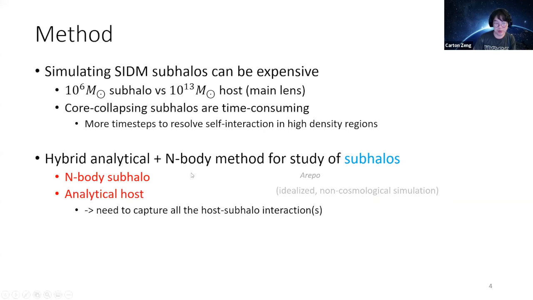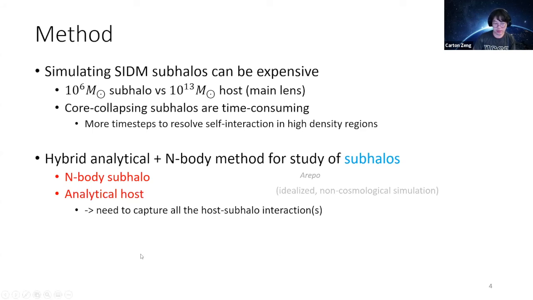By hybrid, we mean that we track the evolution of subhalos with N-body particles for high fidelity, while we replace the host halo with an analytical treatment so that we don't waste our computational power there. So you see that we're doing an idealized simulation here with an isolated host in a non-cosmological context, and we inject subhalos in it and study their evolution over time. And we're using Ripple as our simulation code.